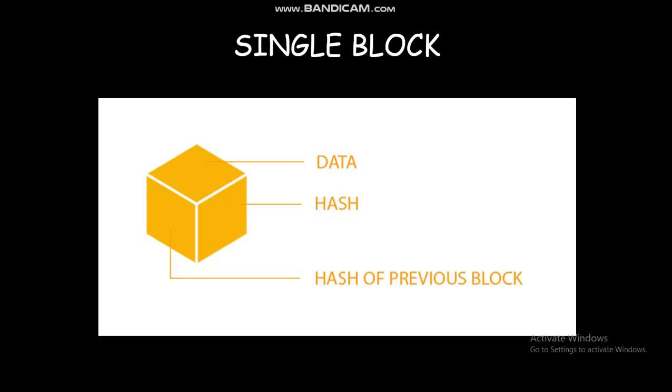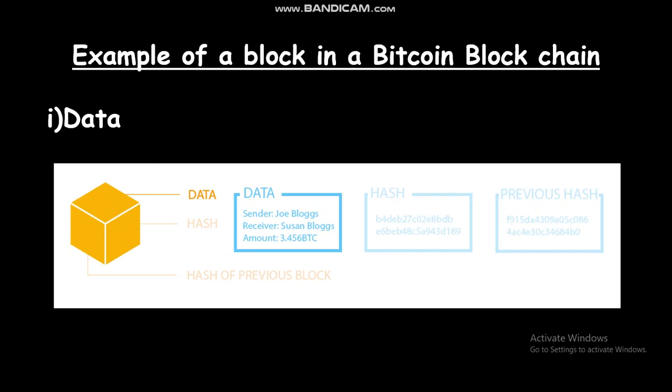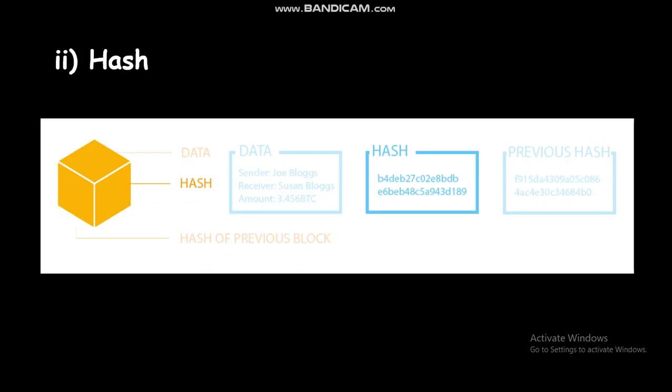Now let's take a closer look at a block. Each block contains some data, the hash of the block and the hash of the previous block. Data that is stored inside a block depends on the type of blockchain. For example, the Bitcoin blockchain stores the details about a transaction in here, such as sender, receiver, and amount of coins.